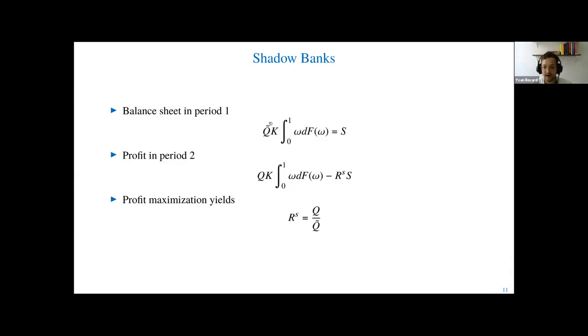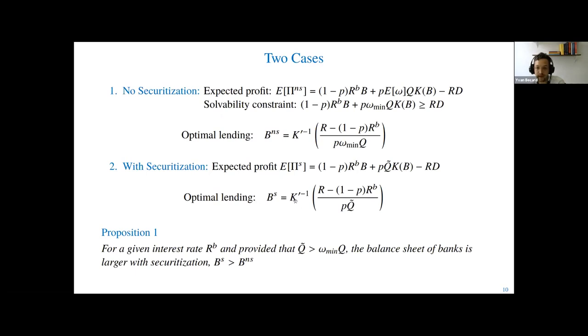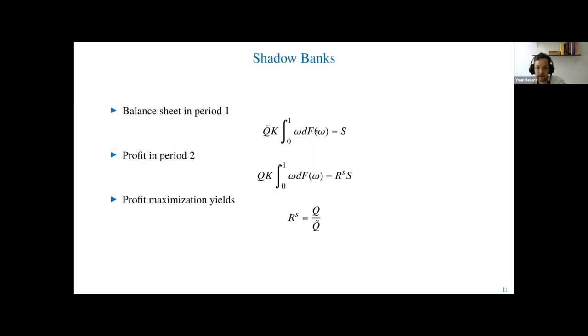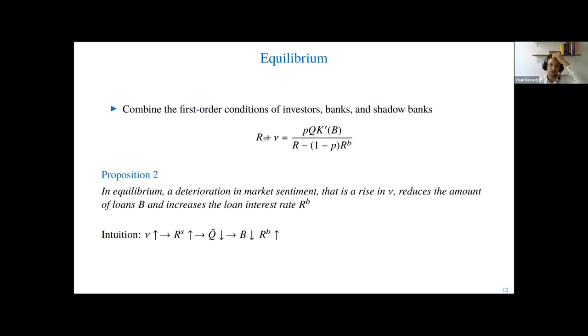The banks have sold the security at price Q tilde, but this security is actually worth Q because it's the market value of the collateral. Therefore, the shadow banks are able to make a profit here. This profit is the return that the shadow banks are going to pay to the investors. If we combine the first order condition of the shadow bank, the bank, and the investor, we get the following equilibrium equation.